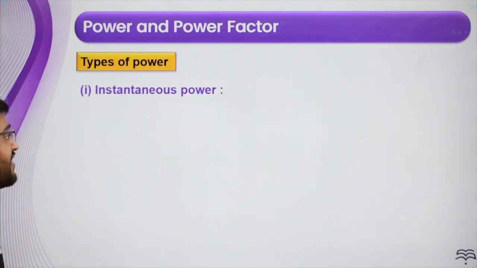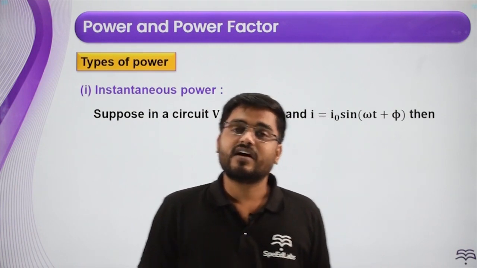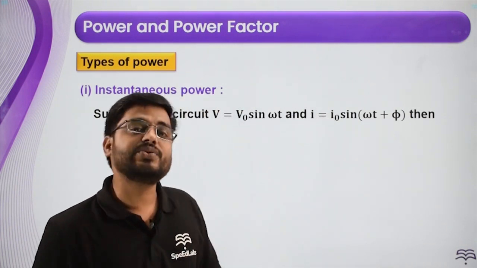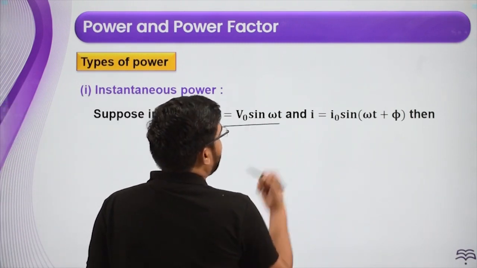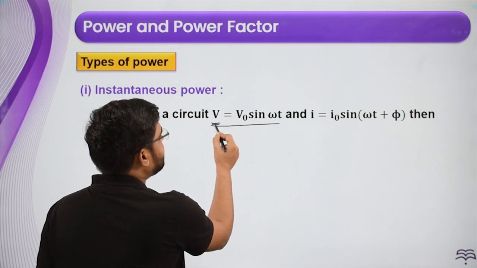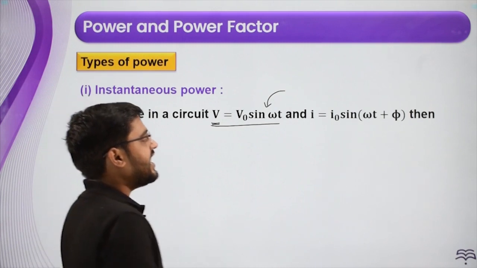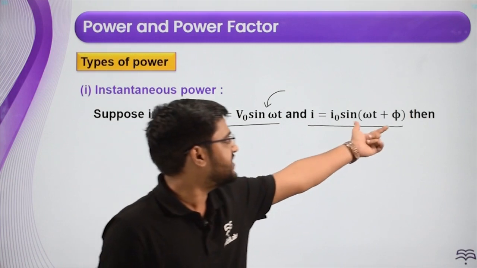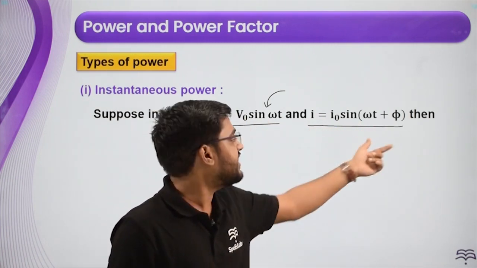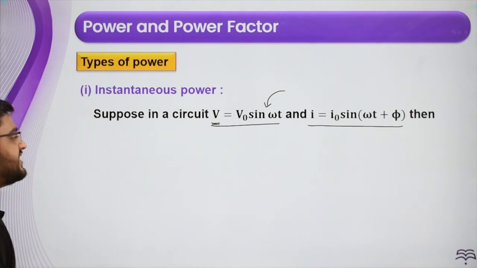Now there are types of power. First is instantaneous power. What is instantaneous power? Basically, instantaneous power is the instantaneous voltage into the instantaneous current. So if my voltage is V equal to V naught sin omega t, V is the voltage at any time; we put different times and get different voltages. And the current I is I naught sin(omega t plus phi). As you can see, the phase difference between current and voltage is phi, since omega t plus phi minus omega t gives phi.